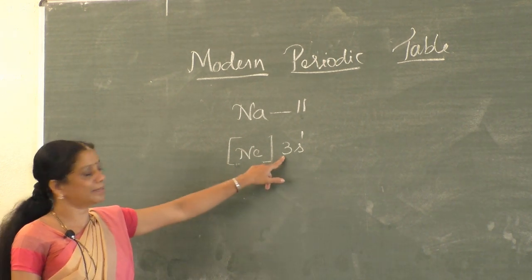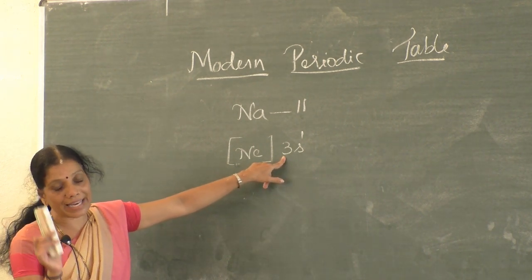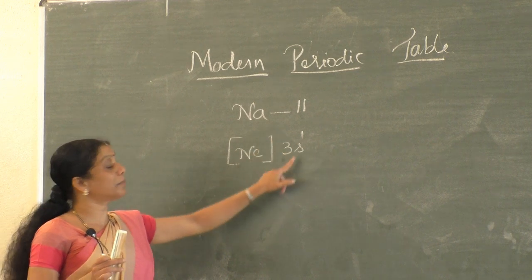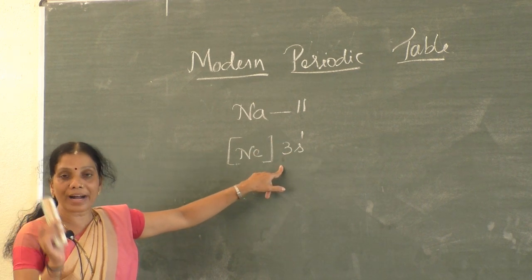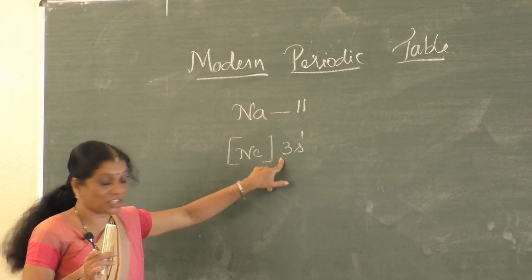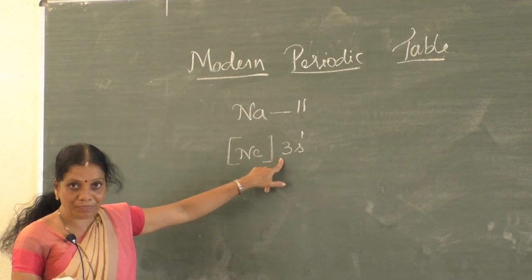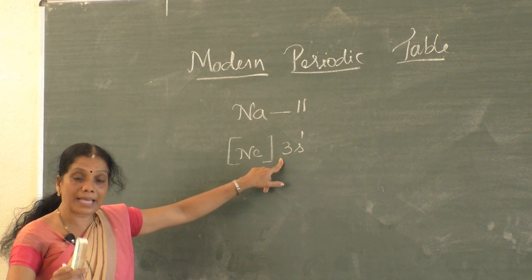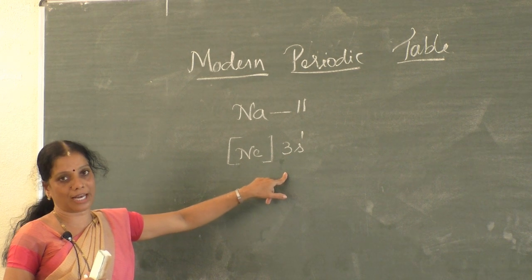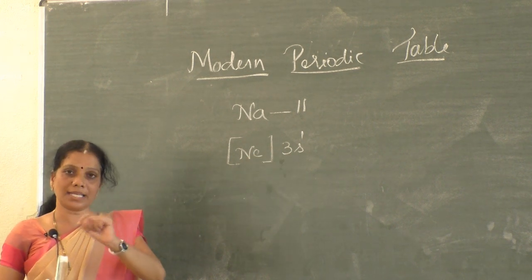Just see, third main energy level. Which is the valence shell here? The third main energy level is the valence shell. Third shell, n is equal to 3. Otherwise, K, L, M, the M shell is the outermost shell. It contains how many electrons? A single electron.